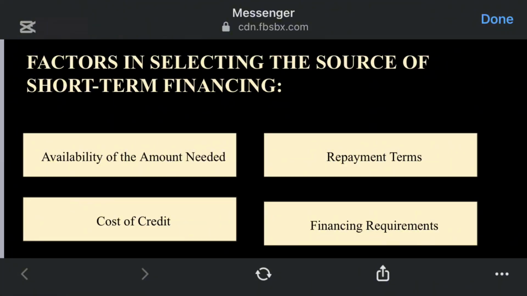As leaders, we have to know this. We should consider these factors in selecting the sources of short-term financing. So we have here the availability of the amount needed, the cost of that credit, the repayment terms, and the financing requirements. So let's know the availability of the amount needed.